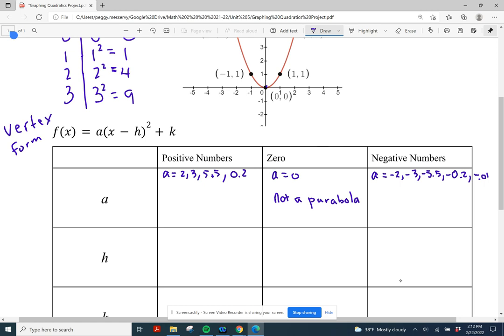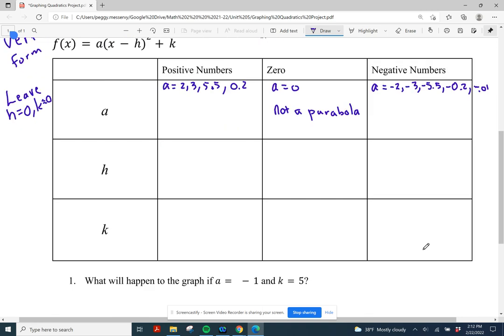Now, as you start your exploration, I'm going to ask you, as you're exploring what happens with the A, I want you, at least for now, to leave the H as 0, leave the K as 0. And then once you've done some exploring and see what A does, and you've figured out what the H and the K do, then put it all together. So at first, when we're exploring what happens with H, I want you to leave the A as 1 and the K as 0 and just change the H.